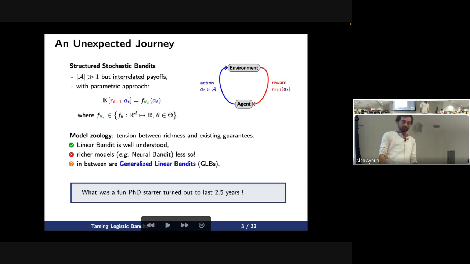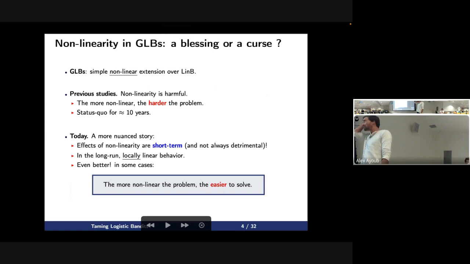So the question in generalized linear bandits is the following. As I said, it's a minimalistic nonlinear extension on top of linear bandits, and what we want to know is whether nonlinearity in GLBs is good or bad for the exploration-exploitation trade-off and for the performance. When we started, the state-of-the-art results, which I'm mainly thinking of as a paper by Filippi and co-authors, including Csaba, in 2010, indicated that nonlinearity is harmful for performance. The more nonlinear the problem, the harder it is and the worse the performance. This has been the status quo for about 10 years.